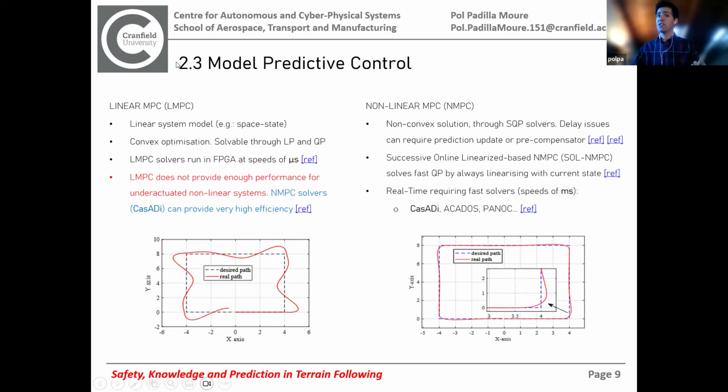In this case, the performance that we can get with nonlinear model predictive control with underactuated platforms is substantially better than linear model predictive control. And that's why we choose it.